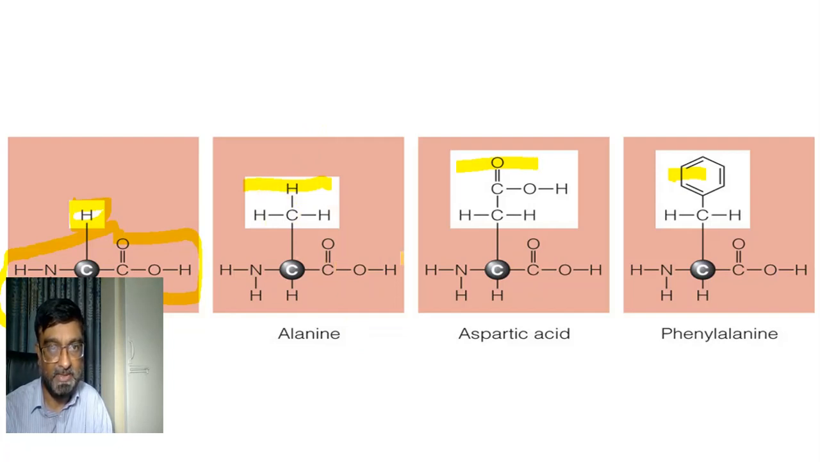This is the same, this is the same, and this will be, in alanine, CH3. In aspartic acid, CH2COOH. This is the R part, and the rest will be the same. For phenylalanine, it is a benzene ring with CH2. So in this white part, you can see this will be a variable.